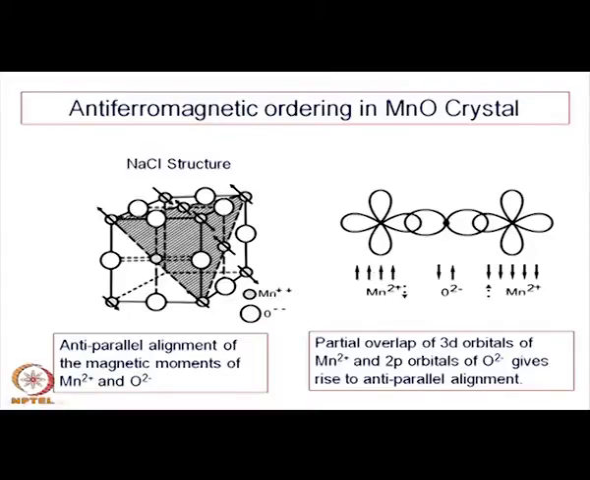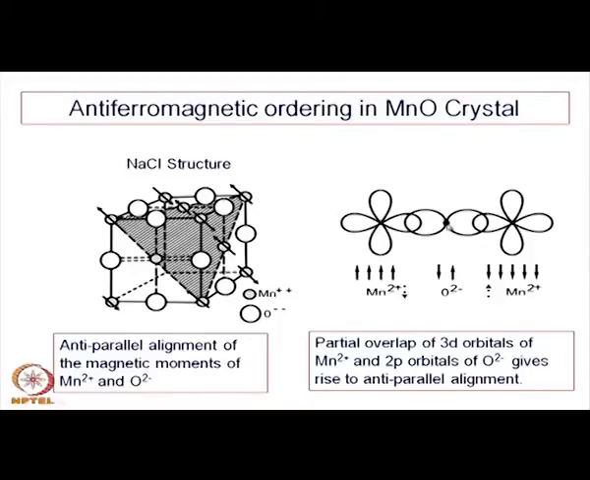Now, in between the two cations there will always be some oxygen ions, and the oxygen ion is basically diamagnetic, or there is an antiferromagnetic kind of coupling within the oxygen ion. That means this is the overlap of the 3d orbitals with the 2p orbitals of the oxygen ion. So, this is the detail of the electronic configuration.